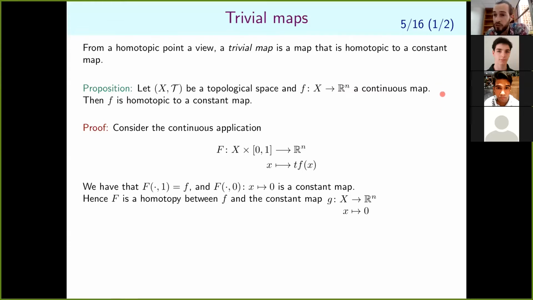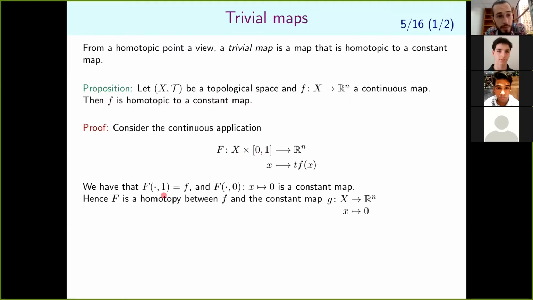So let us prove this result. I take a continuous map, f, from any topological space X to Rn, and I want to prove that f is homotopic to a constant map. To do so, I have to build a homotopy and consider this one. To a point (x, t) in X times the interval [0, 1], I assign t times f of x.